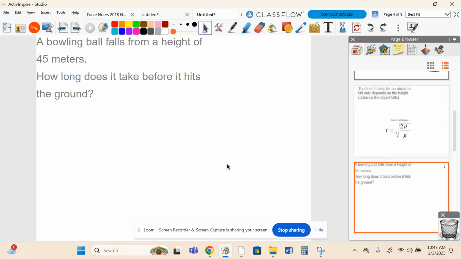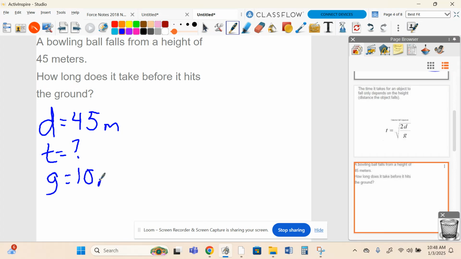A bowling ball falls from a height of 45 meters. That is my distance that it's falling. D is 45 m. How long does it take to hit the ground? That's asking me to solve for time. They don't give it to me. But again, every single time I do free fall problems, g is 10 meters per second squared.